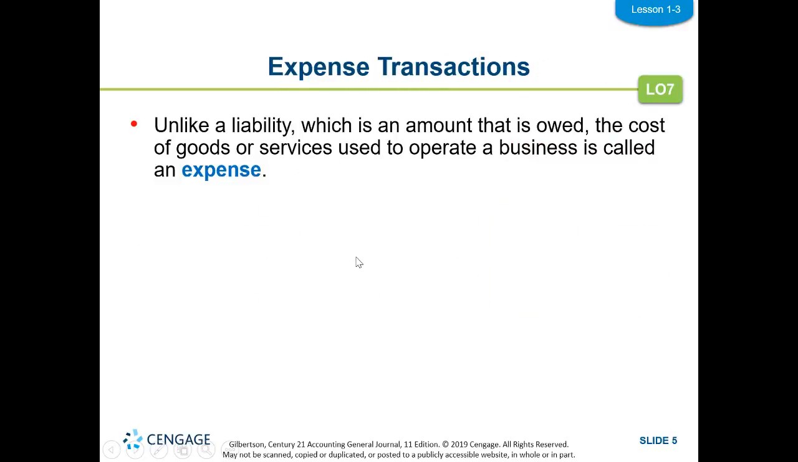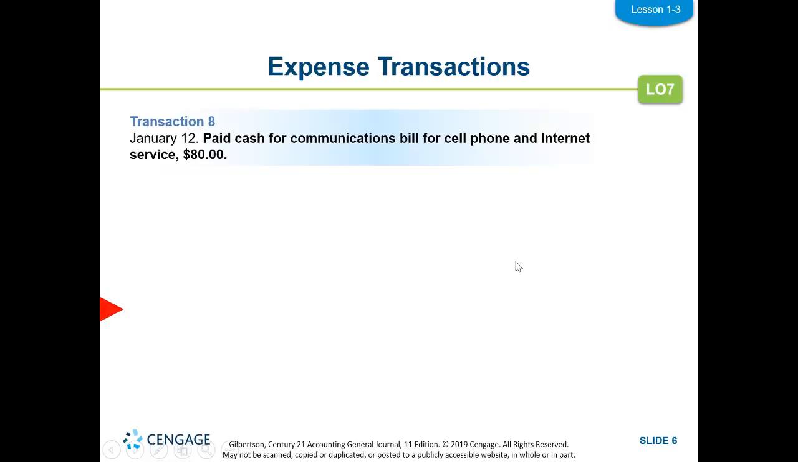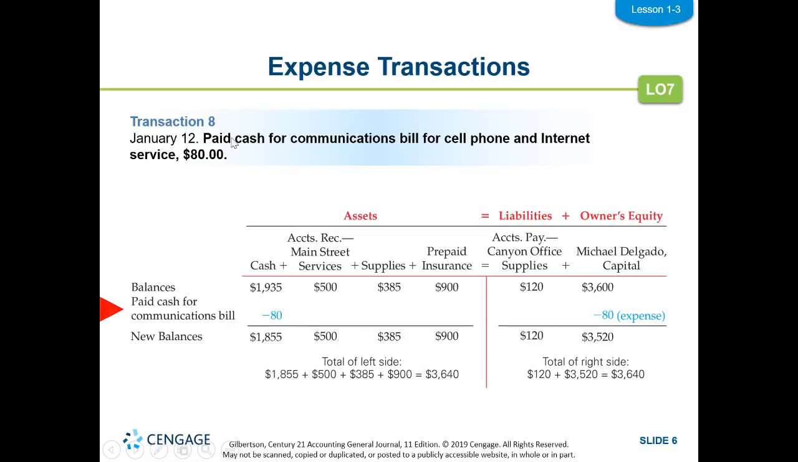Now, unlike a liability, which is the amount that is owed, the cost of goods or services used to operate a business is called expenses. Some expenses you could have: an electric bill. You have to have electricity on in order to do work inside the building. That's an expense. Rent for that building is an expense. Employees that work for you, you have to pay them a salary. That salary is an expense. So here we paid cash for a communications bill for cell phone and internet service, $880. So we paid cash, so cash is our first account.